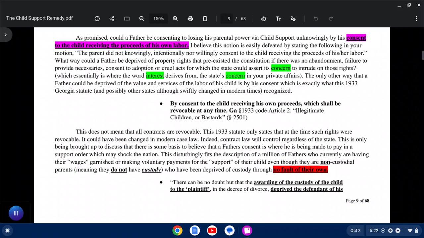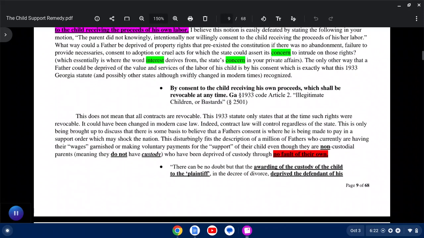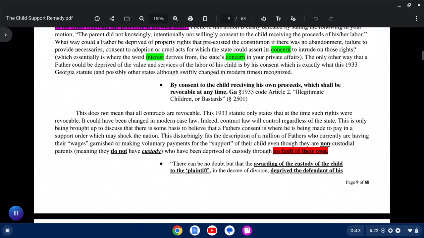It says, and possibly other states to swiftly change, by consent to the child receiving his own proceeds, which shall be revocable at any time. Okay, I see what he's saying. Let me see. The only other way that a father could be deprived. I'm gonna have to go back and read that.